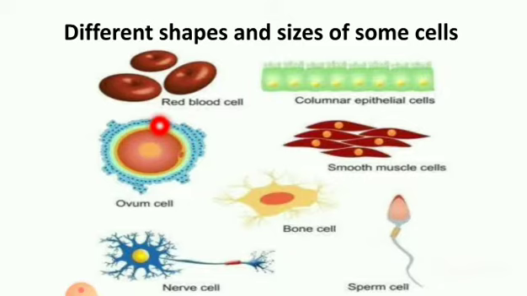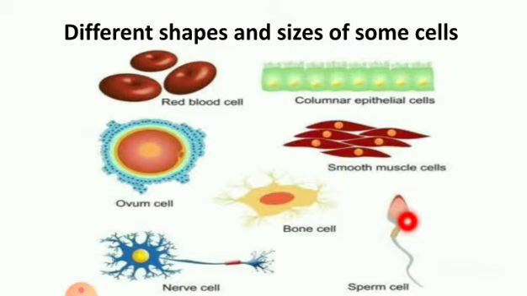See the picture. This is the shape of red blood cell. This is columnar epithelial cell. This is the shape of ovum cell. Smooth muscle cell, bone cell. This is the branched shape, no?